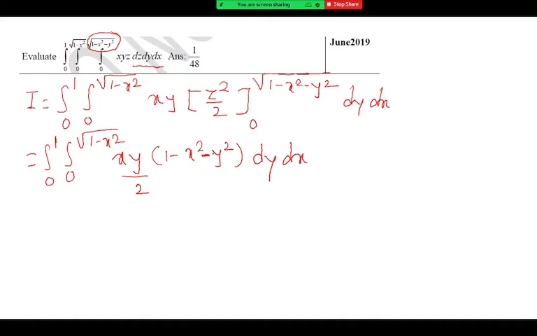Whole square. Pardon? Whole square to make the whole square. No, it's not required, whole square. You look for the limits of the double integral and look for the integrand, and you will come to know that there is some special thing about this double integral.